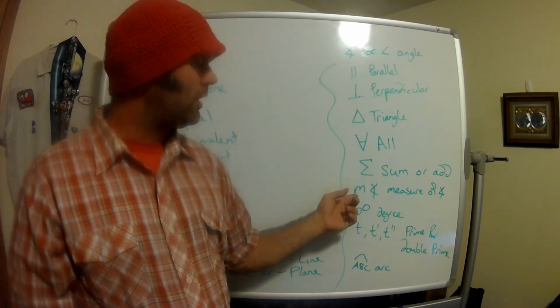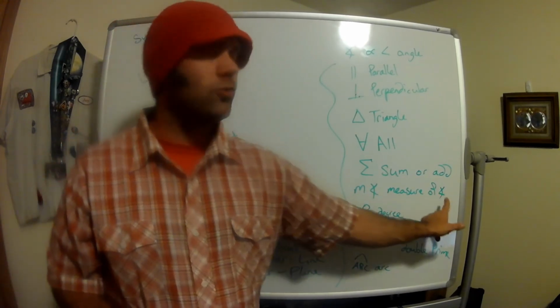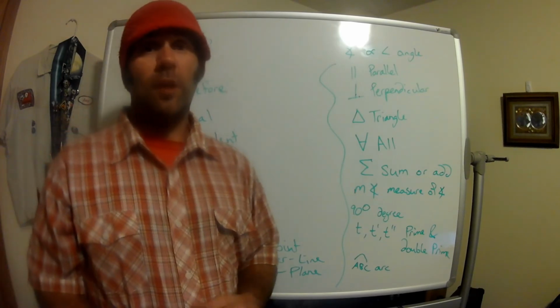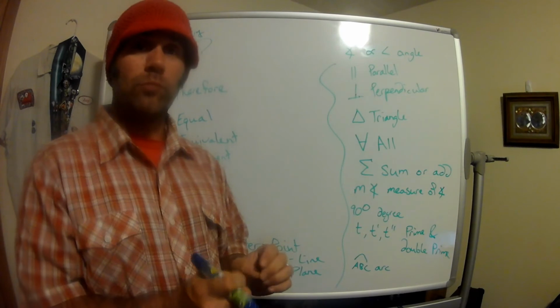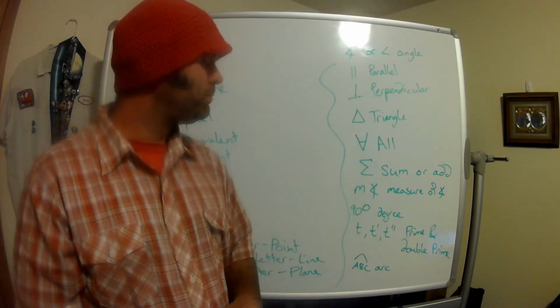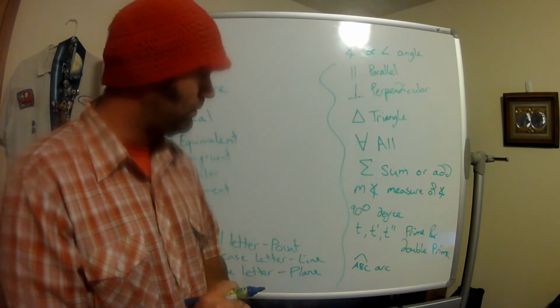So again, we already talked about this, but M and then an angle symbol just means the measure of the angle. So it means that we're doing some math to it, probably some algebraic work is happening here with the M. We could be adding or subtracting, multiplying, dividing, all that good stuff.